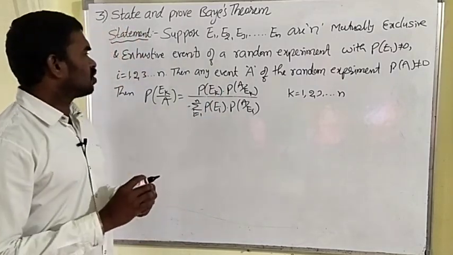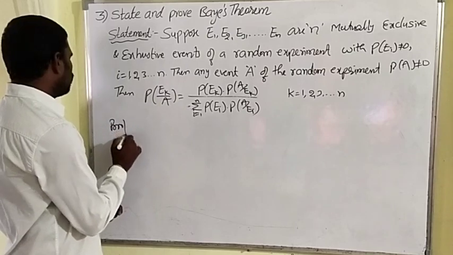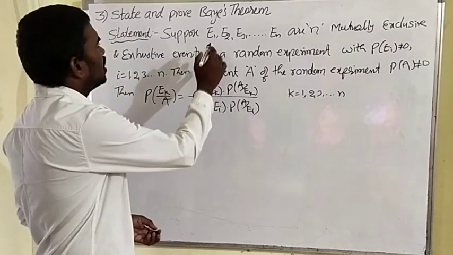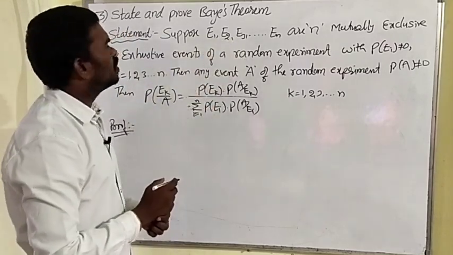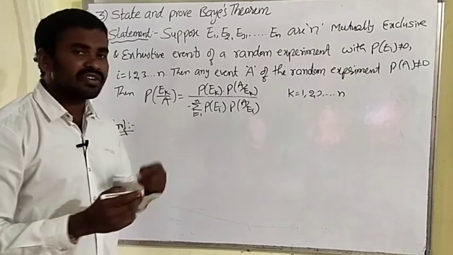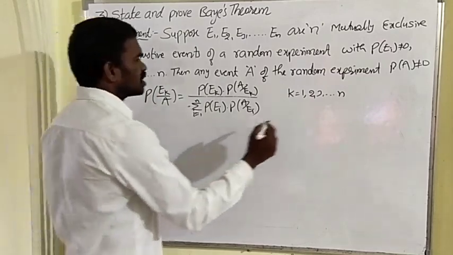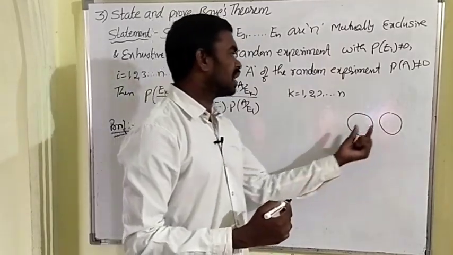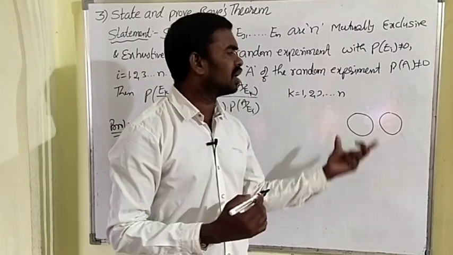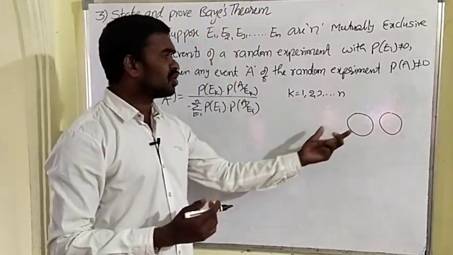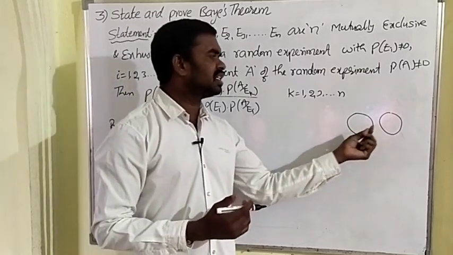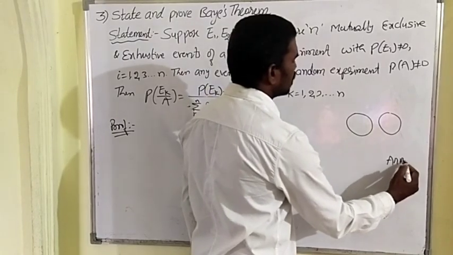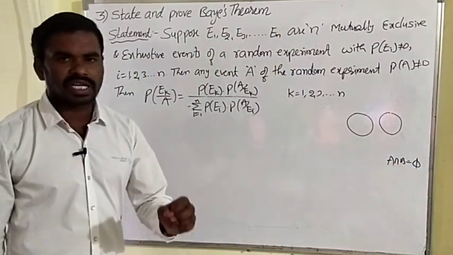Okay, so now the proof. How to solve this proof? First write the given information. What is the given information? E1, E2, up to En are mutually exclusive events. What do exclusive events mean? Suppose two events A and B are exclusive events. That means there is no intersection part. That is nothing but exclusive events. There is no intersection part means A intersection B is empty. So then A and B are called exclusive events.